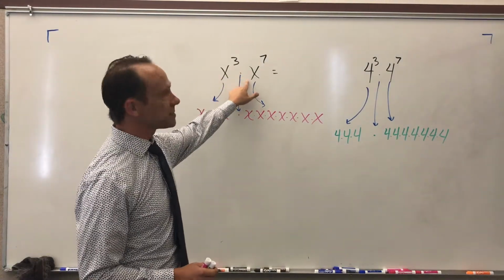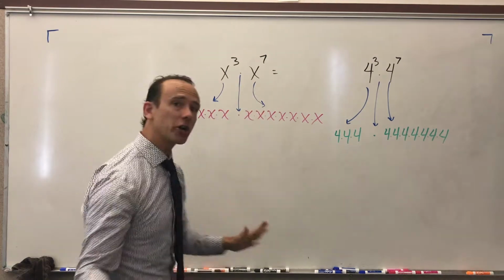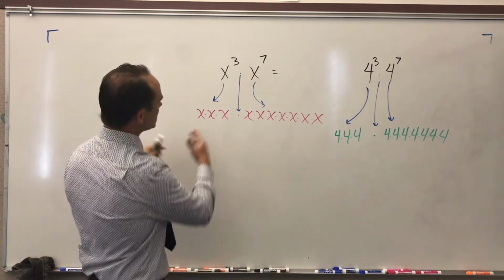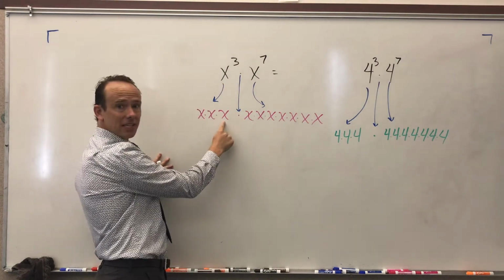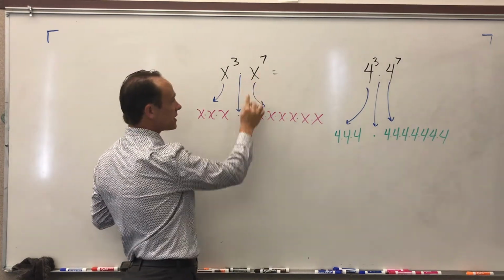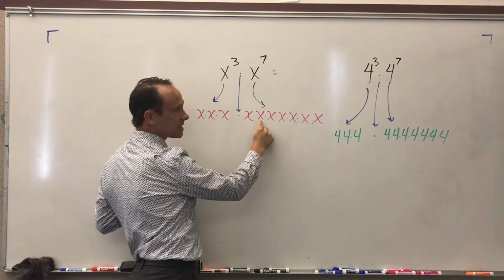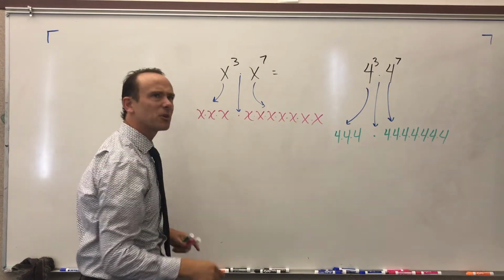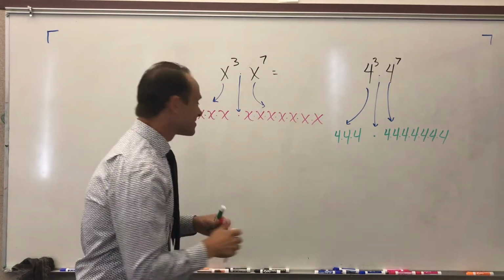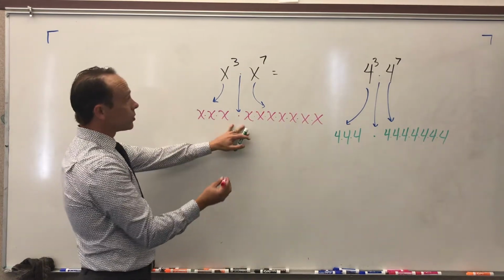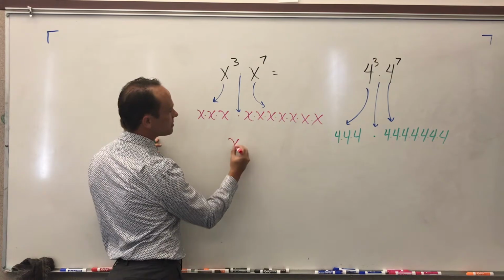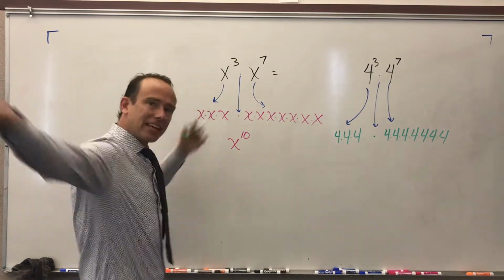x to the third times x to the seventh. All you gotta remember here is the definition of exponents says that x to the third is x times x times x. The definition of exponents, x to the seventh is x times x times x times x times x times x times x. So what I'm really doing here is I'm multiplying x 10 times.